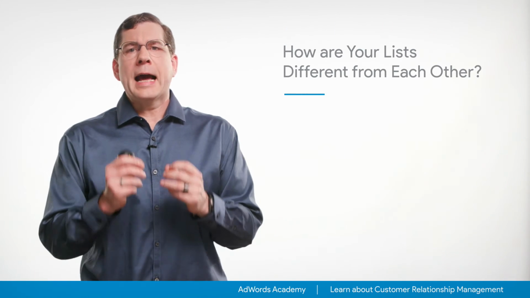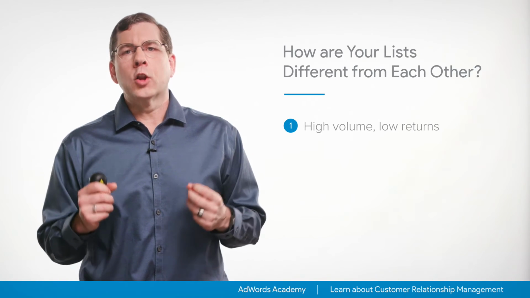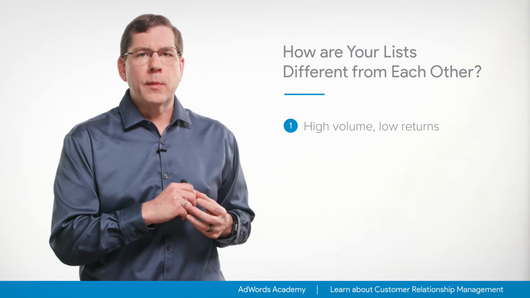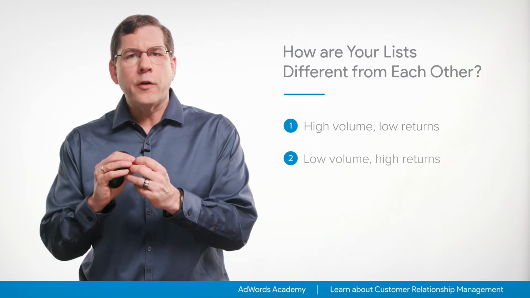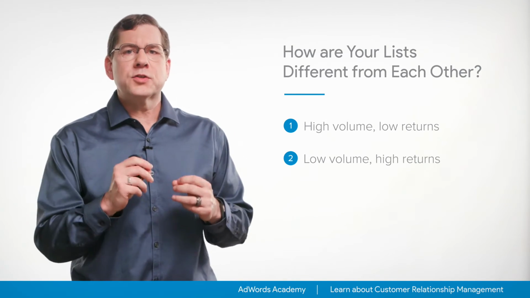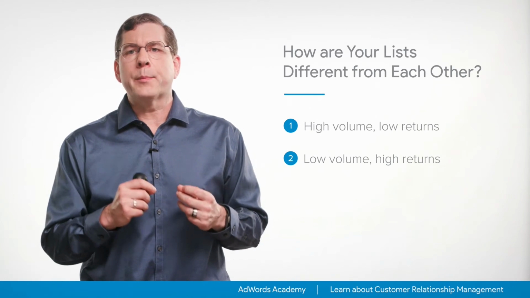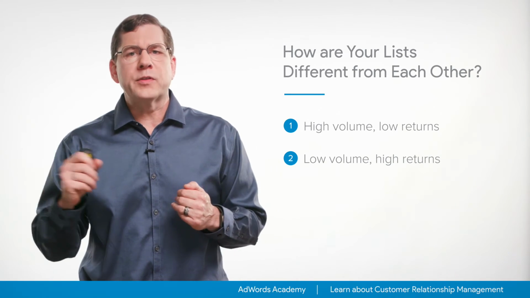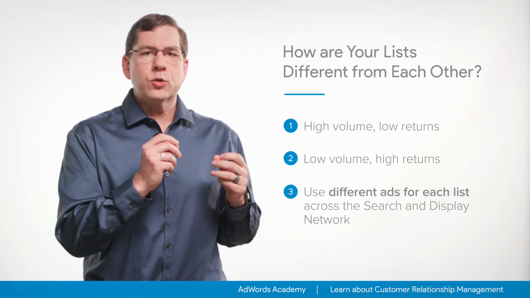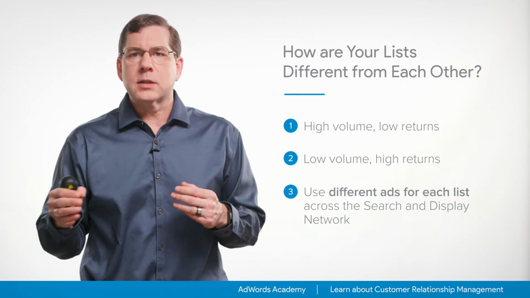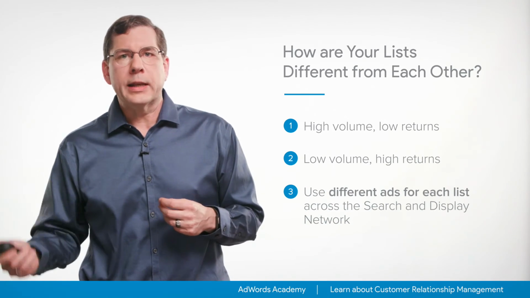A big question is, how are your lists different from each other? You might have some that are high volume, low returns. This means you want low bid modifiers and expand your keywords. You'll have other lists that are low volume, high returns. Since they're low volume, you may need fairly high modifiers to ensure you reach the top positions so that you see an uplift in conversions. In both cases, you can use different ads if you want to across search or just your current ads, and then create specific offers for those users across the display network.